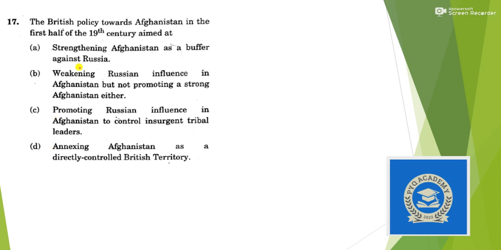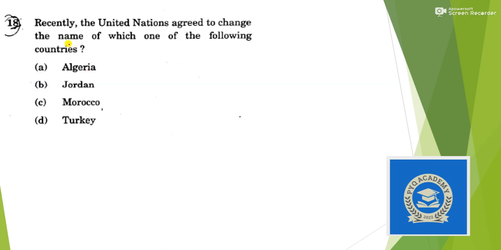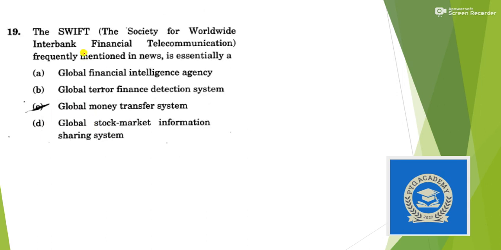Next, the British policy towards Afghanistan in the first half of the 19th century aimed at? Answer is option B, it was aimed at weakening Russian influence in Afghanistan but not promoting a strong Afghanistan either. Next, recently the United Nations agreed to change the name of, answer is option C, Turkey, and it has been changed to Türkiye. Again a very easy question, SWIFT. It is option C, global monetary transfer system, and it has always been in the news, but it was in the news because of sanctions over Russia.